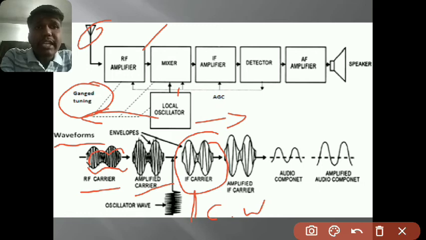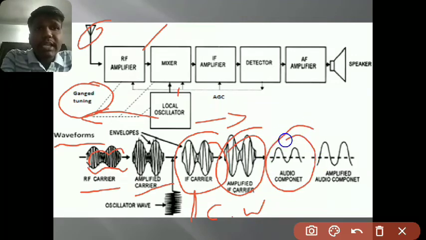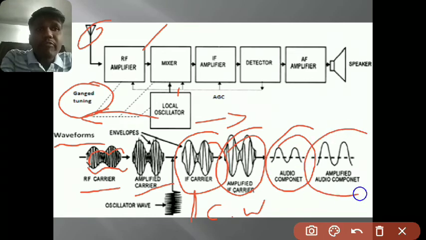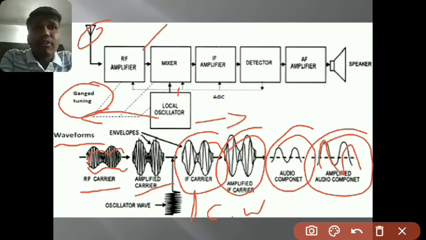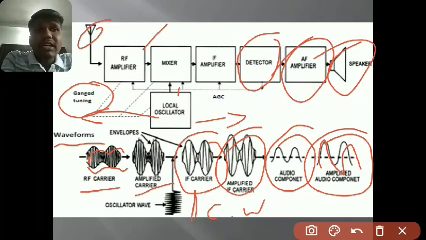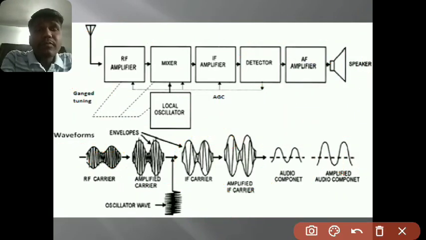This is used for detecting the signals and rectifying the waveform, the rectification of the amplitude carriers to produce the audio component. Rectification is done, the signals are detected and filtered, and then the output becomes the amplified audio component, that is the demodulated waveform, which goes through the detector and AF amplifier, and then to the speaker. That is the waveform of the super heterodyne receiver.